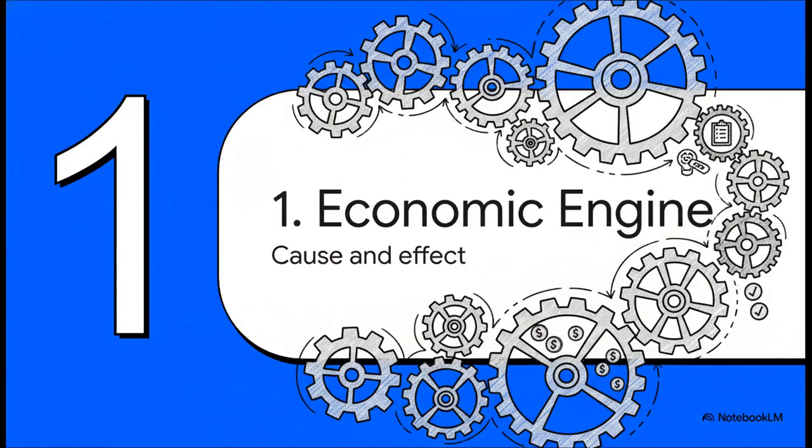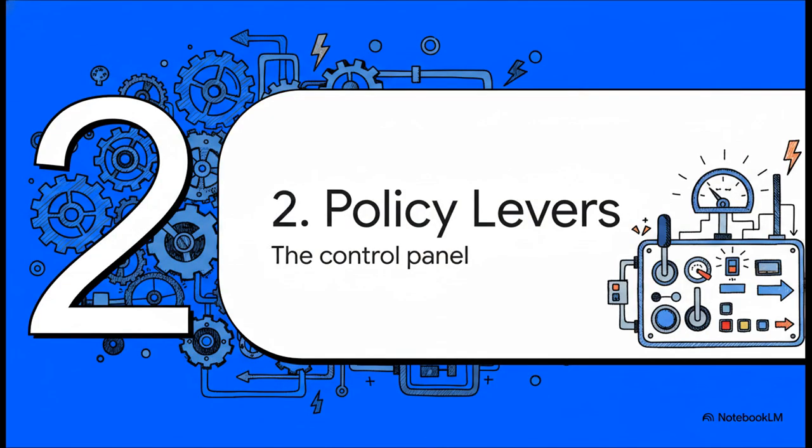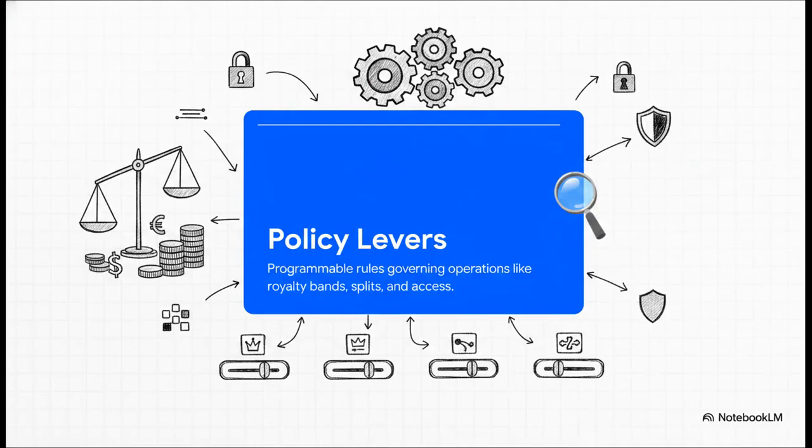Starting off with Section 1, the Codatta economic engine, cause and effect. And that brings us right into Section 2, defining the policy levers. This is essentially our control panel. So think of the framework we're exploring today as a massive series of interconnected gears. When one gear turns, say someone stakes a token or launches a task, it predictably drives network behavior somewhere else.